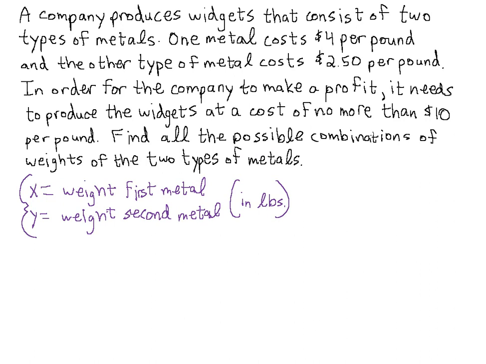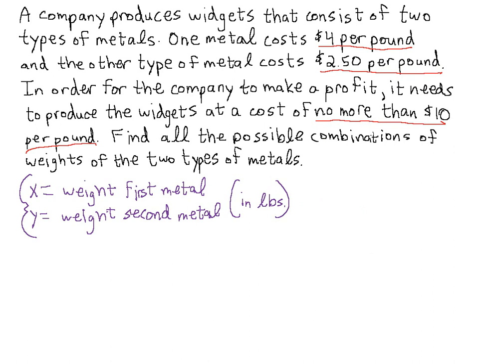So the next thing we need to do is identify our pertinent information and put it together to write the inequality. So let's see what keywords we have. Our first metal is $4 a pound. Our second metal is $2.50 per pound. And we know that the company needs to produce the widgets at a cost of no more than $10 per pound. No more than $10 per pound is the reason why this is a linear inequality, because we're looking for an interval of values instead of just one value.